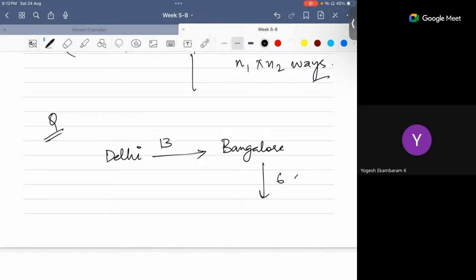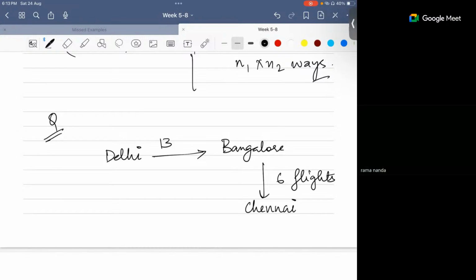And then you have six flights from Bangalore to Chennai. If someone wants to fly from Delhi to Bangalore and then to Chennai, how many possible ways can he plan to go from Delhi to Chennai? This is simple, right? How will you do that? Which one will you be using? Addition or multiplication? Multiplication. Correct. So yeah, these are simple.